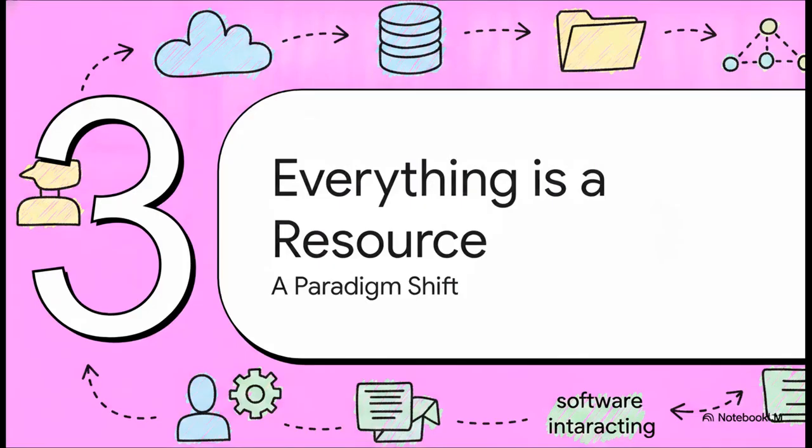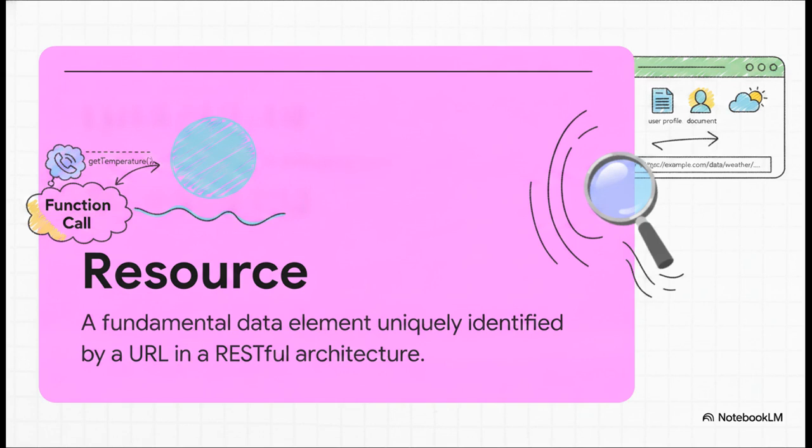Moving right along to Section 3, everything is a resource. Now this requires a bit of a mental shift. In traditional programming, you probably think about calling methods or functions, right? Like calling a function named getTemperature. REST completely shifts this paradigm. The fundamental element here is a resource. A resource is simply a piece of data. It could be a document, a user profile, a university catalog, or weather data.